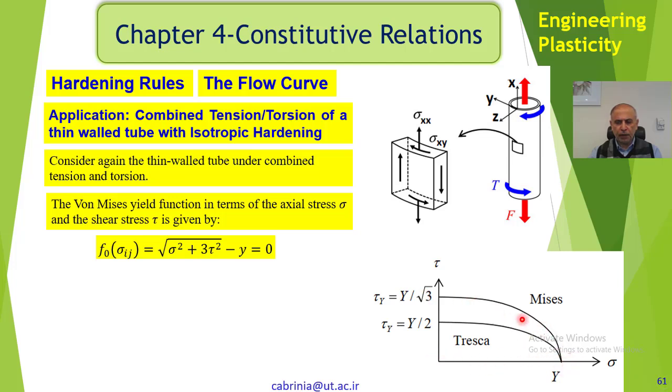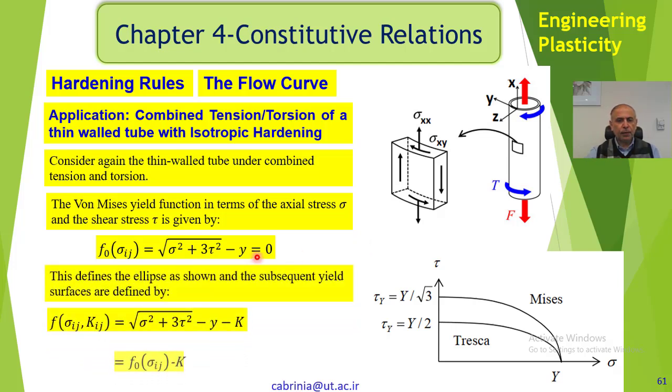The yield is like this. If tau is 0 and we increase sigma, which is that force there, the stress there, if it reaches Y, it yields. But if sigma is 0, we don't apply any axial force and apply only torsional force, then when the shear stress reaches Y over root 3, yielding occurs. Okay, now we are going to step further for isotropic hardening.